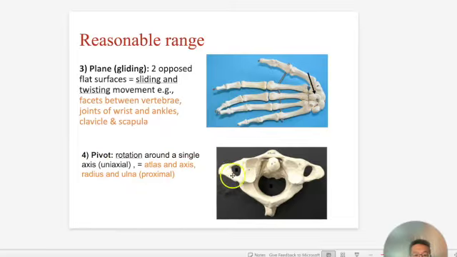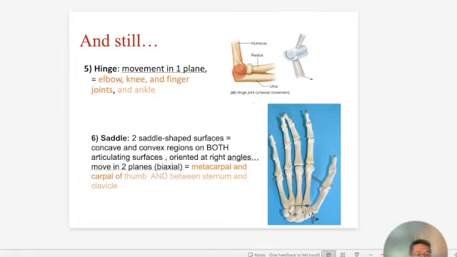Pivot joint: it rotates around a single axis, like your atlas and axis. This is your atlas, the first bone. The axis is the second bone. So this bone right here rotates on the dens of the axis. It moves left and right. This is how you get your neck rotation. Also in your radius and ulna. So that's your plane and that's your pivot.